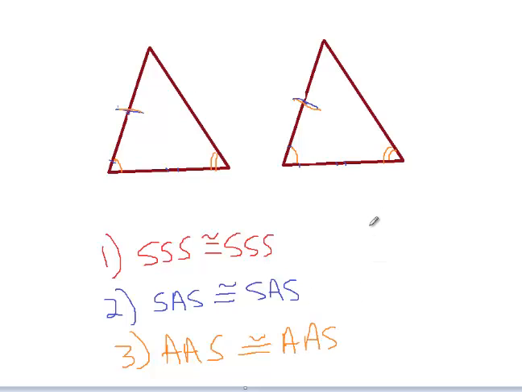There's also a fourth way that, when I was taught, I learned as ASA. ASA is congruent to ASA, but again, that's really the same thing. Three and four are really the same thing. Any two angles and a side are going to get you to congruency.